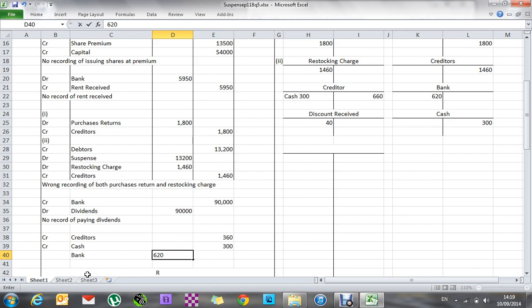Meaning I thought I had 620 less in the bank, but because the cheque bounced, it turns out I have 620 more than I thought. That's a debit. Then discount received is an income account. I'm cancelling an income, so I have a debit, and that is 40. So I'll just have a look and see, is there a suspense involved here? I have 660 there and I have 660 there, so that means there's no suspense.